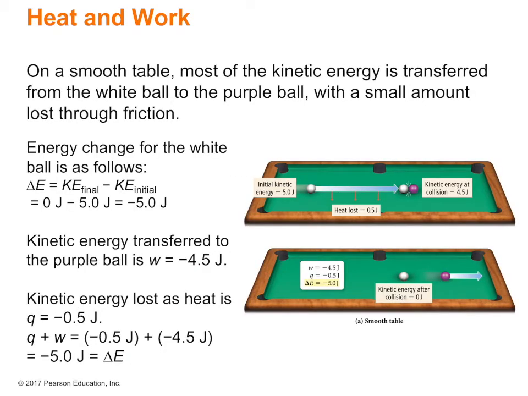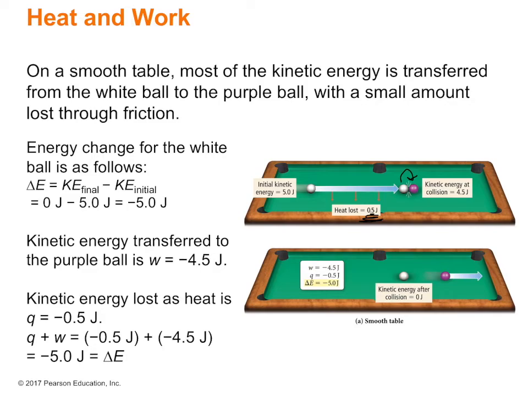So, on a smooth table, most of the kinetic energy is transferred from the white ball to the purple ball with a small amount lost in friction. So say we have a smooth table, really nice and smooth. A lot of the energy is still going to be done hitting that ball. There's not a lot lost because of friction.